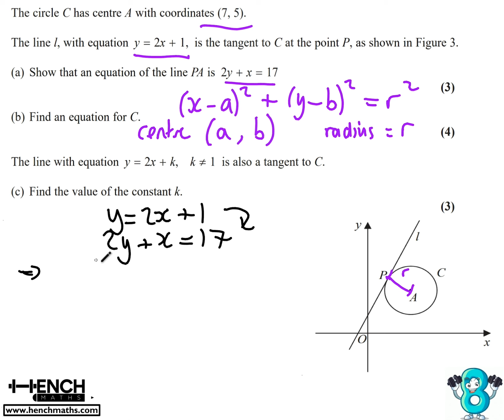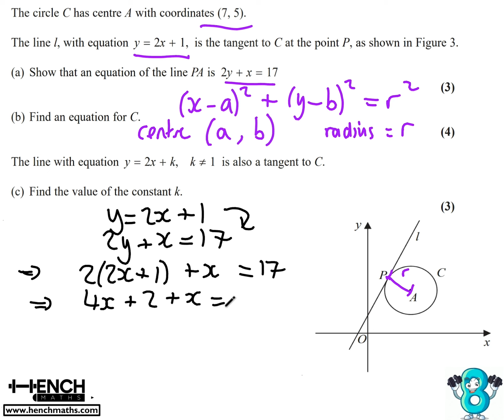So that implies that we get 2 lots of 2x plus 1 plus x is equal to 17. So that would be 4x plus 2 plus x equals 17. So to take the 2 over, add the x's, you get 5x is equal to 15. Some nice numbers. So x is equal to 3.